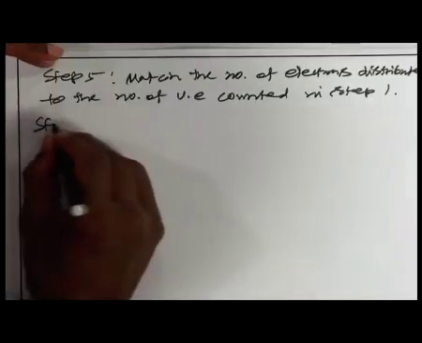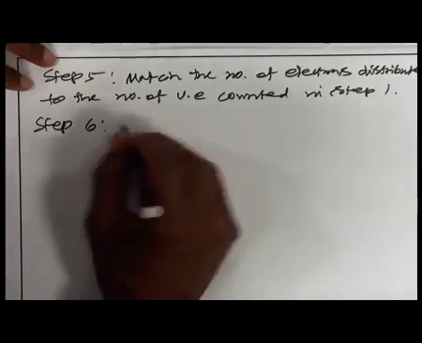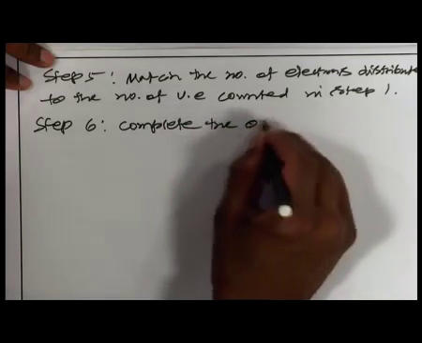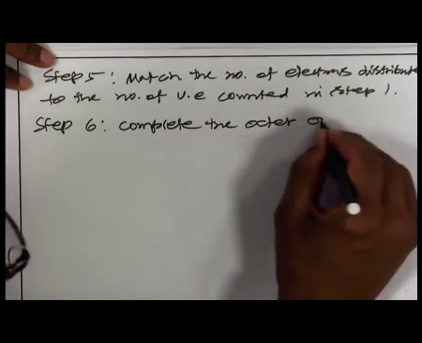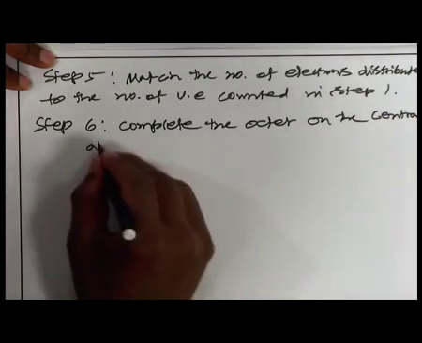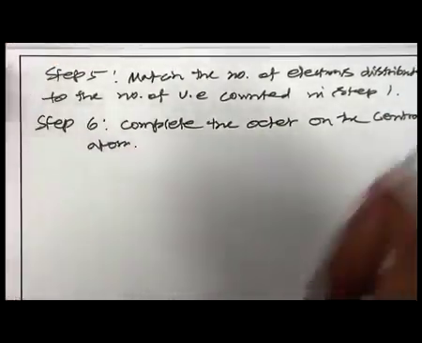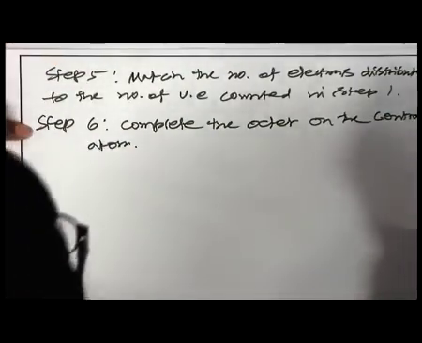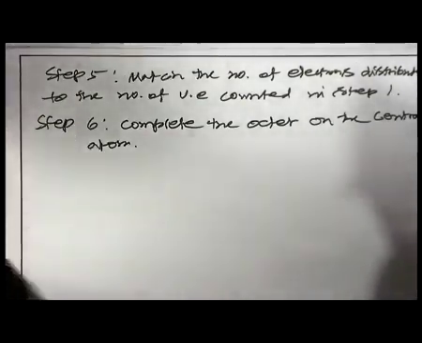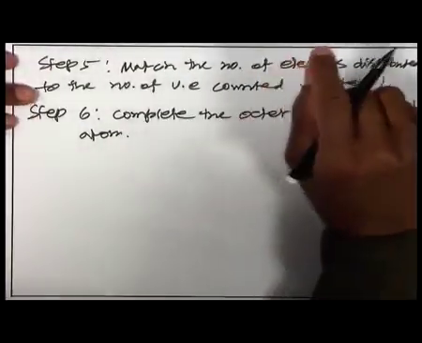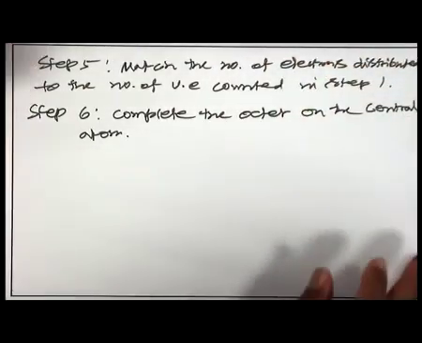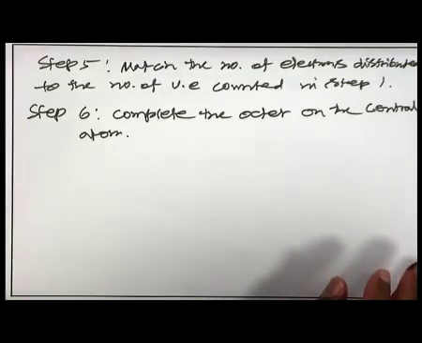And then in step 6, complete the octet. In the 6th step, you have to make sure that the central atom is having 8 electrons. If it has 8 electrons, then the structure is done. Let us see a few examples from which it becomes very clear.